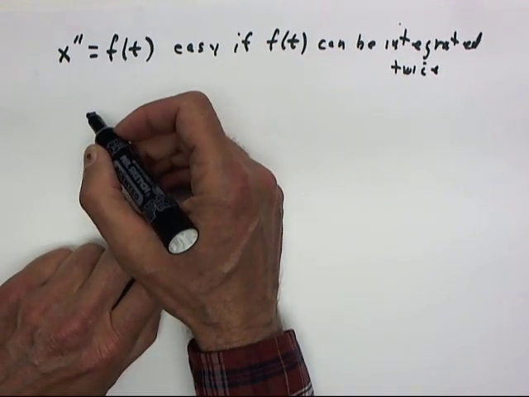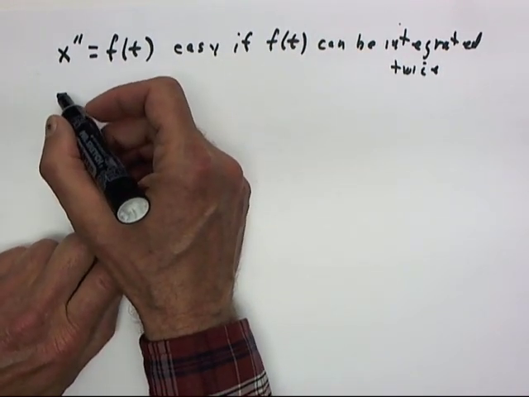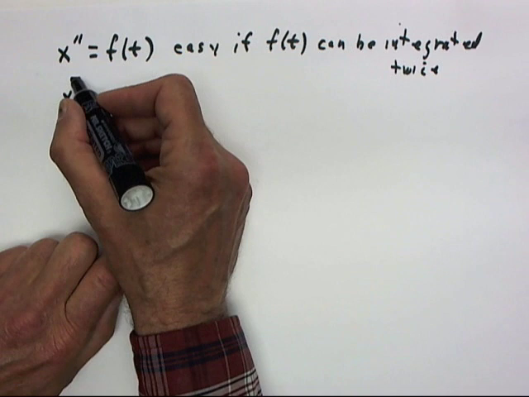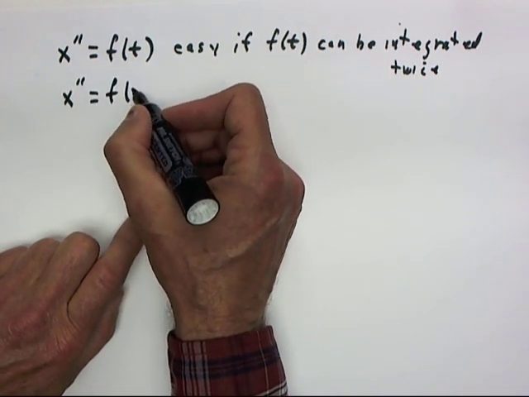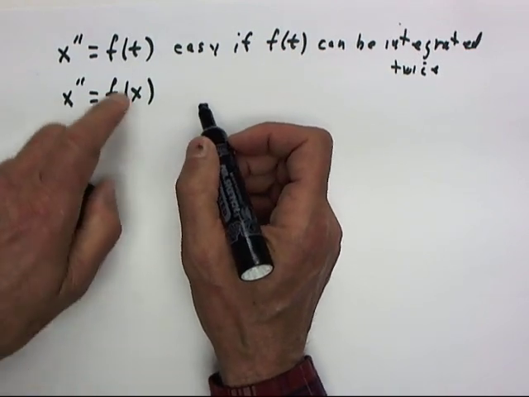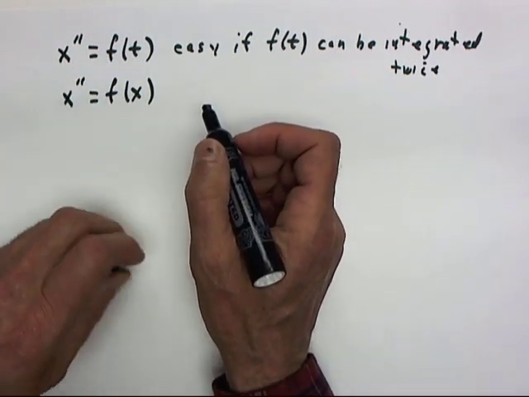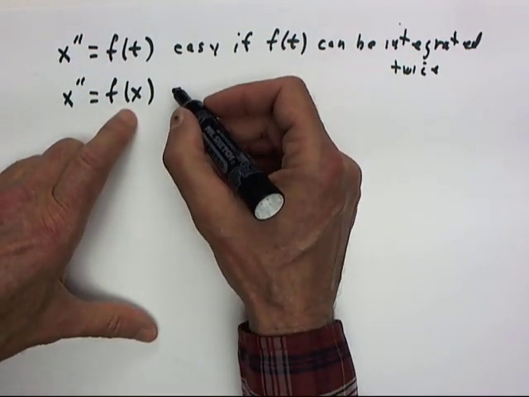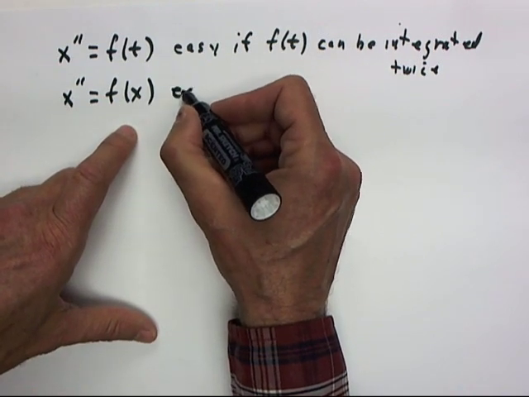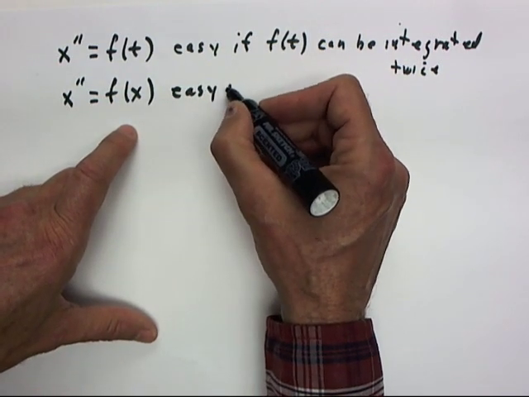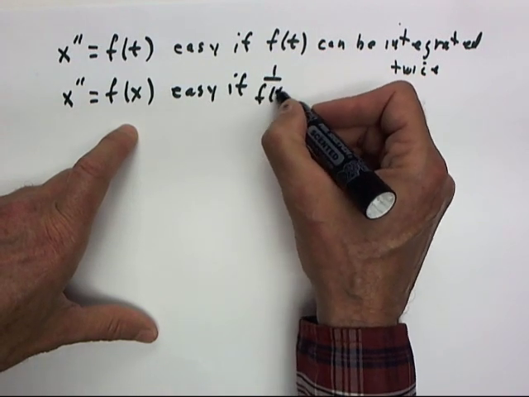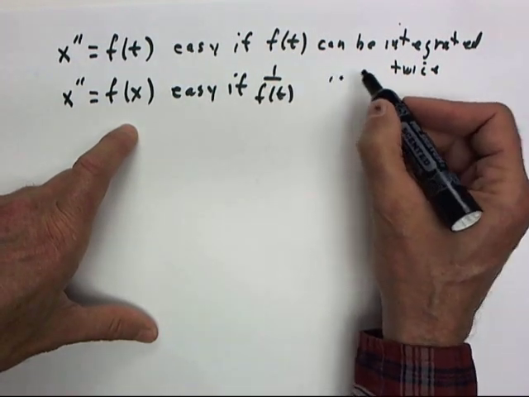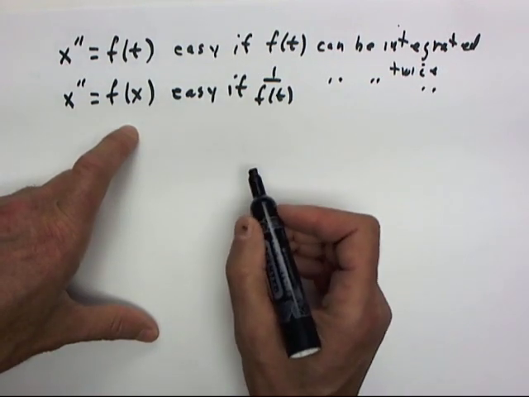Okay? Now, another form that we haven't seen is x double prime equals f of x. And we've seen examples of this. I don't think we've seen examples of this. It's easy if 1 over f of t can be integrated twice.